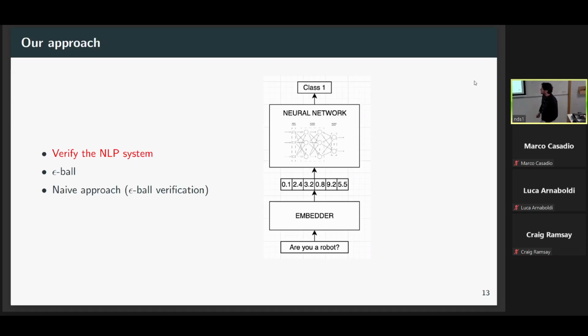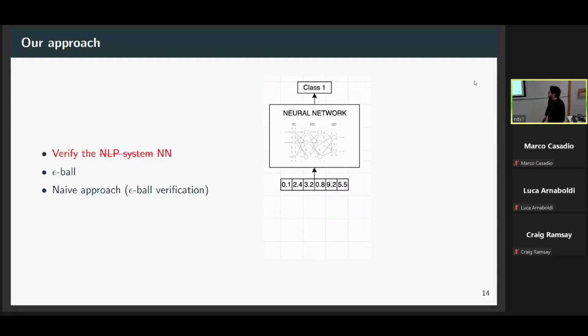Now, it has some challenges. For example, here already, the embedded function. Usually nowadays it's a transformer. It's a big neural network, state of the art, and it's too big and difficult to verify for the state of the art verifiers. So instead, we're going to try to verify the neural network that is on top. That is a small one.